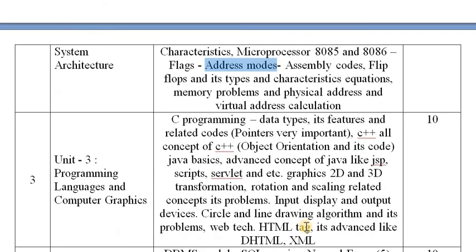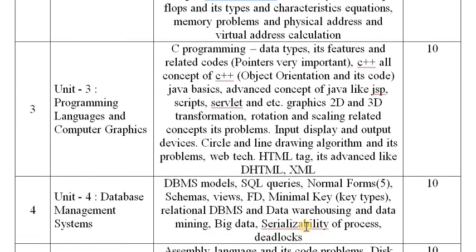Next is programming languages and computer graphics. Actually they have merged a lot of subjects like C programming, C++ programming, Java programming, JSP, scripting languages, and then servlets. Other than that, we have some web design concepts like HTML and its corresponding tags, and DHTML, XML.